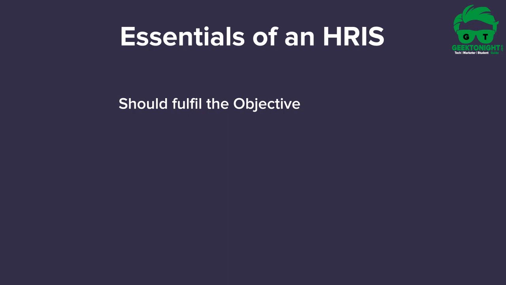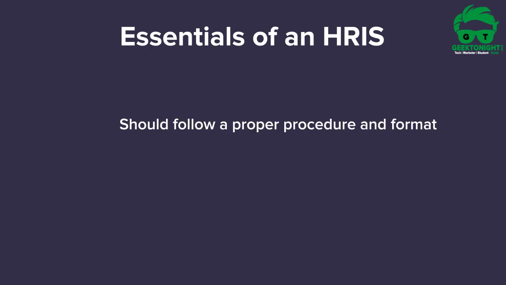An HR record is maintained in order to be able to derive some sound and accurate information from it for other analysis. It should keep a record of all the necessary information that is required to fulfill the objective behind maintaining the records. The second one is should follow a proper procedure and format. It should be maintained systematically so that at the time of need, accurate and timely information can be easily retrieved. For that purpose, it must follow a proper procedure and format.